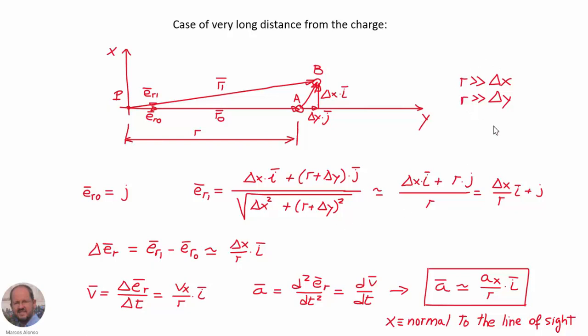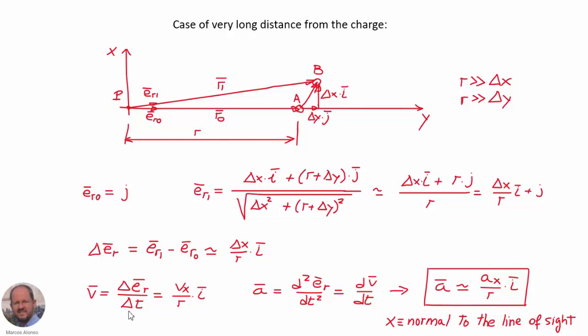So if we consider these conditions here, because r is much greater than delta y, then we can do this approximation. Also here, this is small and this is small compared with r, so we can approximate the distance equal to r. So we have finally this expression here and this other expression here in order to obtain the unit position vector of the particle at B. So now, in order to calculate the speed of the particle, we take the difference of these two vectors and we obtain this value here.